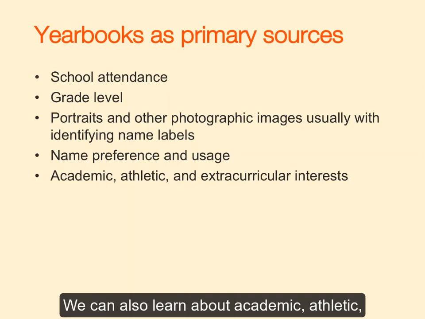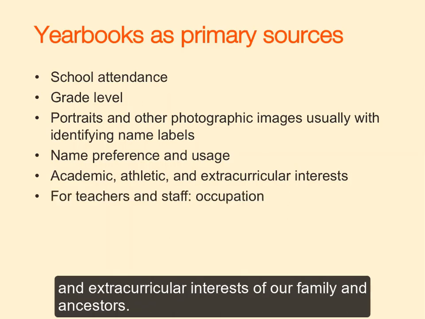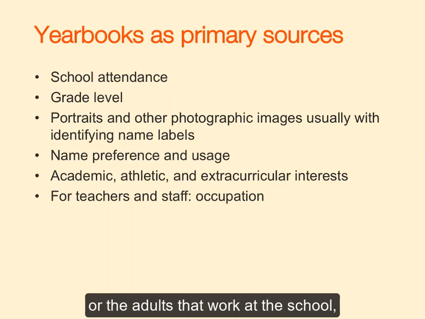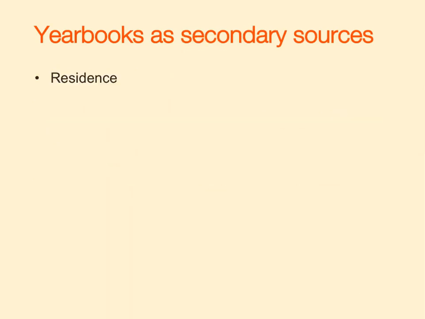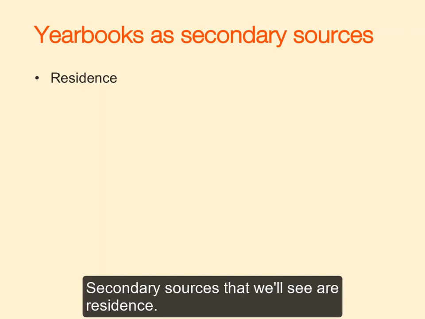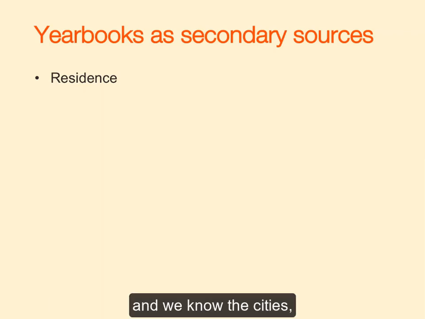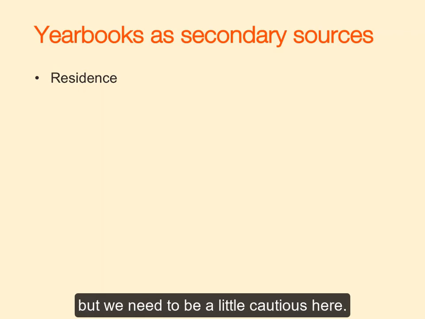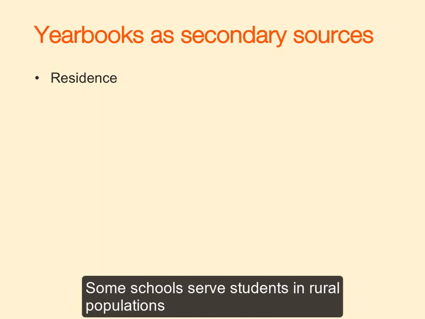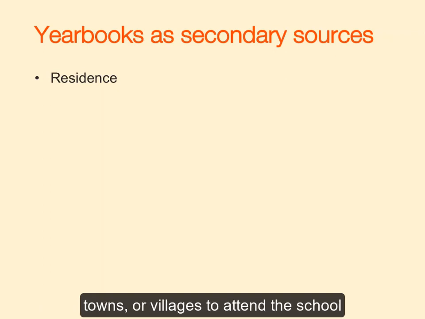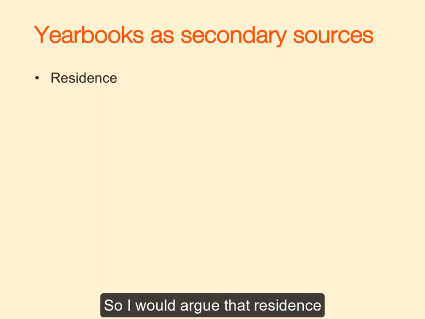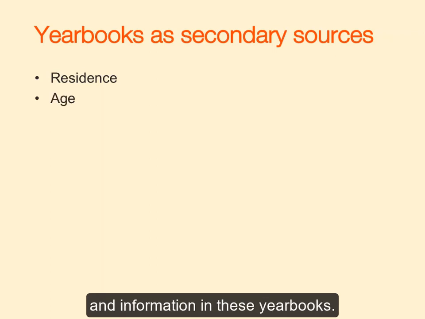We can also learn about academic, athletic, and extracurricular interests of our family and ancestors. And for teachers and staff, or the adults that work at the school, we certainly get information about their occupation in the educational field. Secondary sources that we'll see are residences. So we certainly know where these schools are located, and we know the cities and even counties that they're located in, but we need to be a little cautious here. Some schools serve students in rural populations where they may have come from outlying cities, towns, or villages to attend the school in the city where it was located. So I'd argue that residence is something that is not primary, but still we get great information about residence events and information in these yearbooks.